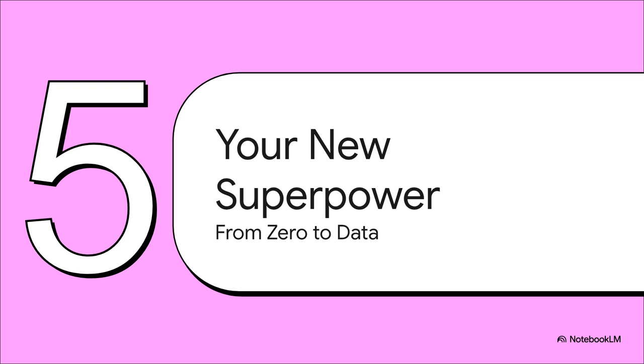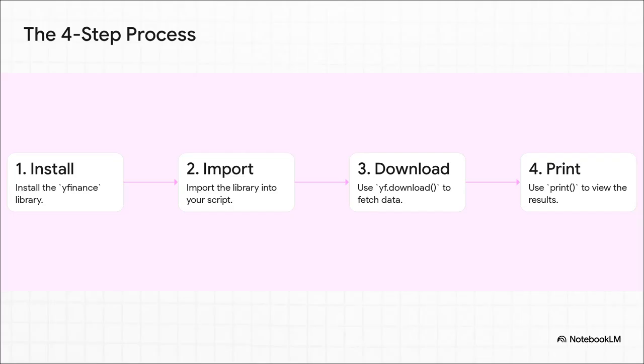Let's just take a second to appreciate what just happened. You didn't just run a script. You built a pipeline directly to the financial markets. This isn't some little coding exercise. You've genuinely unlocked a new superpower. And when you break it all down, it was just four simple steps, right? You installed the tool, you imported it into your script, you used the download command to grab what you wanted, and you printed it out to see your success.